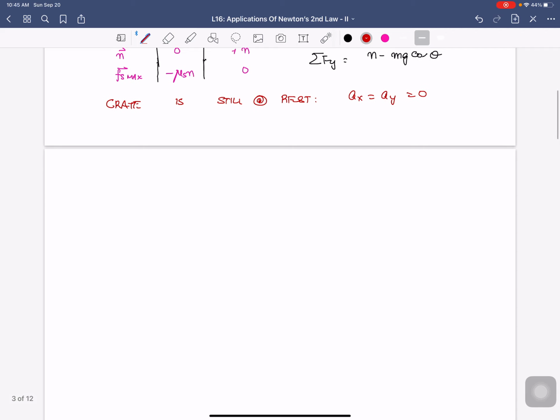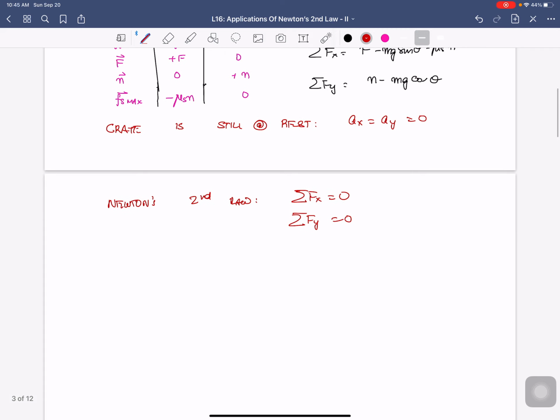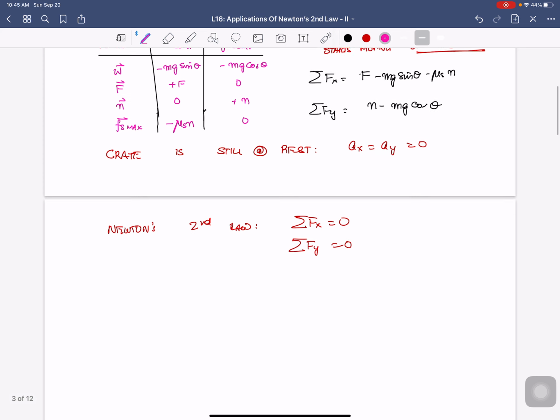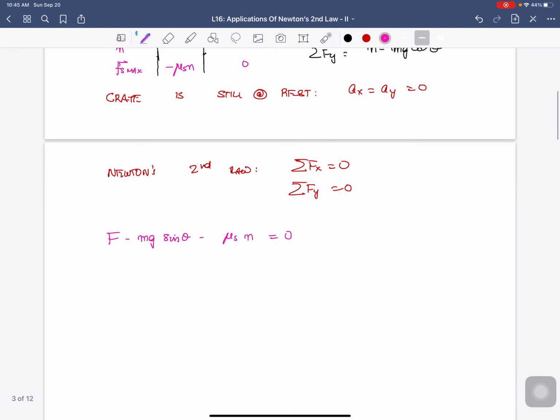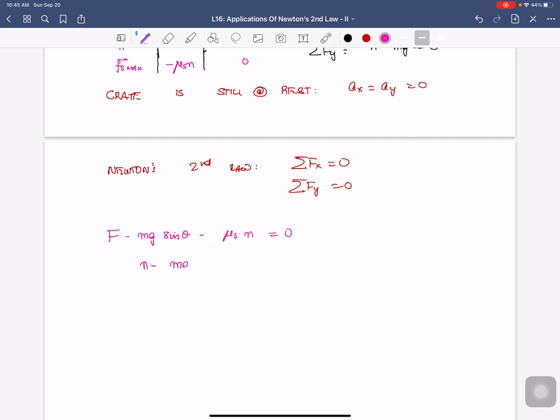And so from Newton's second law, we know that the net force in the x direction is 0. Net force in the y direction is also 0 because the accelerations are 0. And now we have the equations. We have F minus mg sine theta minus mu sub s times the normal force is equal to 0, and N minus mg cosine theta is also equal to 0.